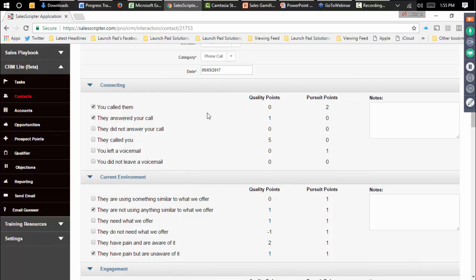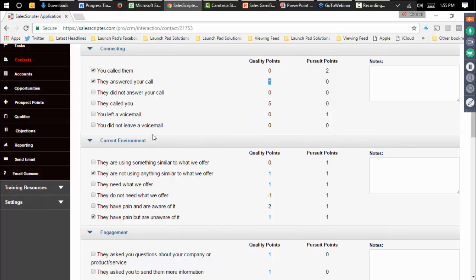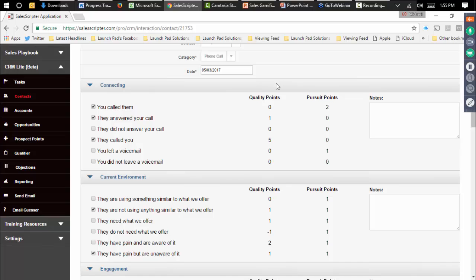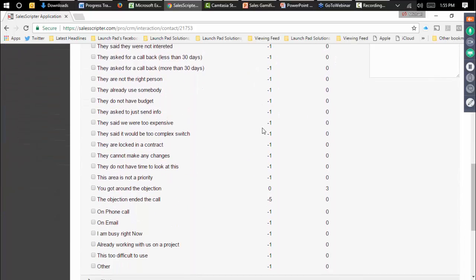A couple things happen there. One is you're going to log a very detailed note without typing anything, although you can add more notes if you need to. But it's each individual thing that happens on that call, and each detail has its own set of quality points and pursuit points. And see, I get 2 pursuit points for making the call. I get 1 quality point for them just simply answering my call. Let's say that they call me, then that's going to show that they're very interested. So it's logging each call and each activity.